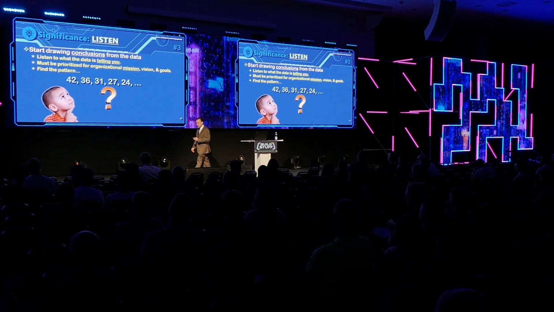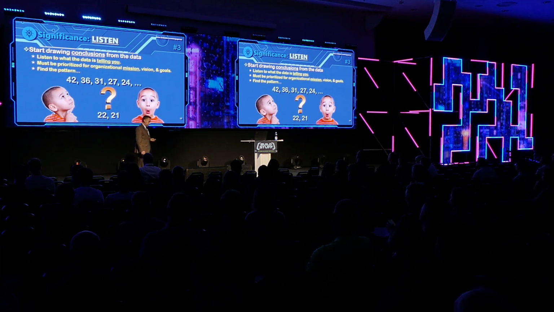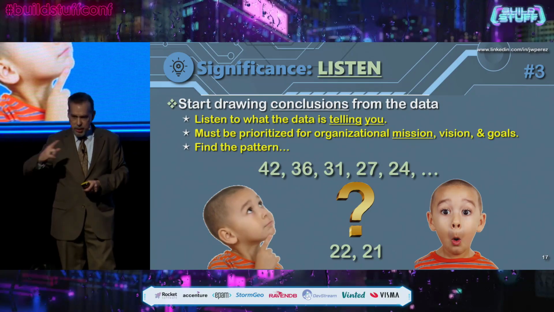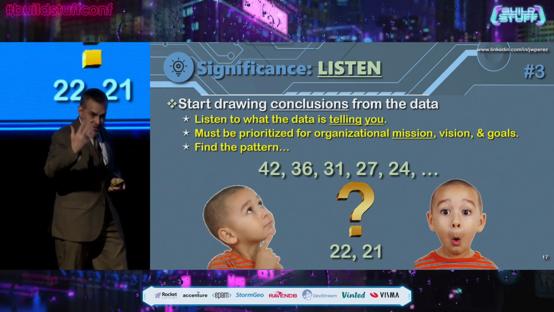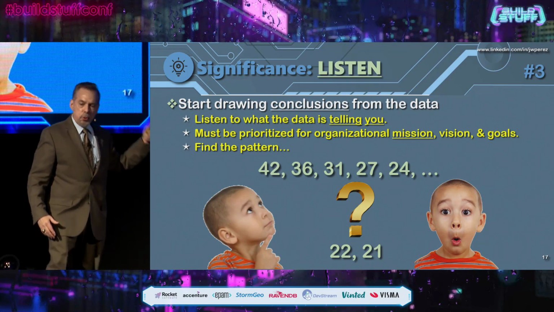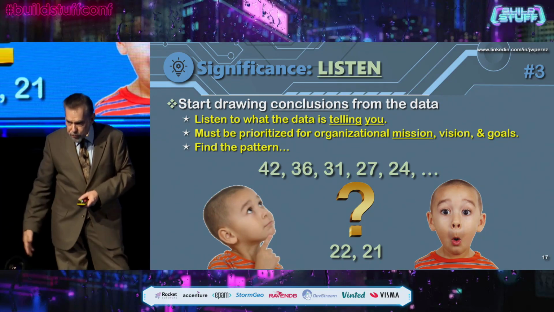The next two numbers in the sequence are 22 and 21. How do you know that? Well, you figured out the pattern, right? Each number was being subtracted by one number less than the one before it. Starting with minus 6, minus 5, minus 4, right? 42 minus 6 is 36. 36 minus 5 is 31, and so on and so forth, right?